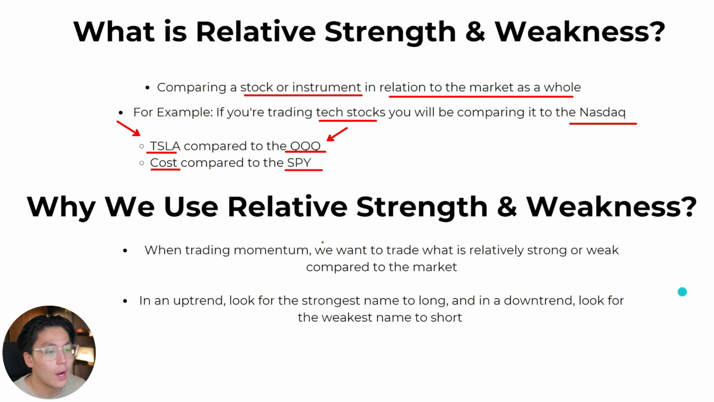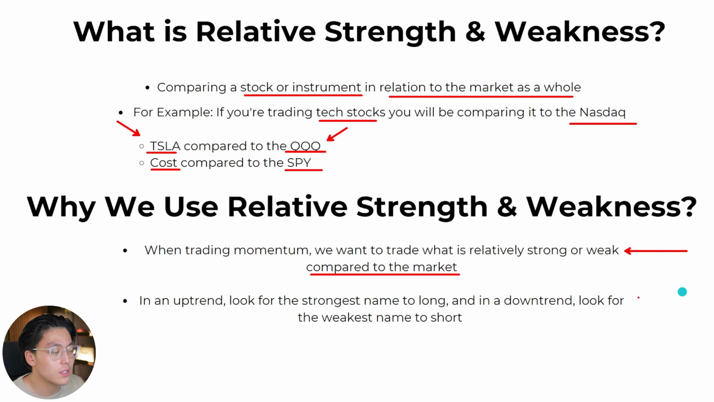And the reason why we use relative strength and weakness is that when trading momentum, we want to compare what is relatively weak or relatively strong compared to the overall market. Whenever we're trading something, generally speaking, we want to be trading the name that is leading towards the upside. We want to be trading the name that has the strongest strength. If we're in a bull market and we're trading the weakest name, it's going to be very hard to trade because it's lagging the market. Whereas if we're trading the main ticker that's leading the market, that is going to have the most strength. So if the markets are pushing higher, the name that you're trading is most likely going to push even more because it's relatively strong compared to the market.